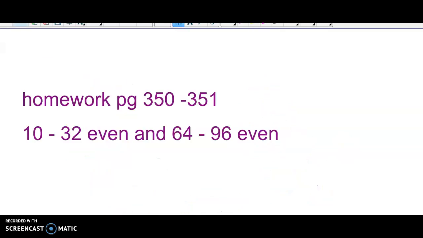All right, so I would like you to do this homework out of the book if you could. Page 350, 10 to 32 even, and 64 to 96 even. I know that's a lot. Let's see. I think I'm gonna maybe have a quiz for you or something. But other than that, just do these evens out of the book and look for the answers posted by the end of the week, so that you can check them, and we'll go over these, of course, when I see you in class.